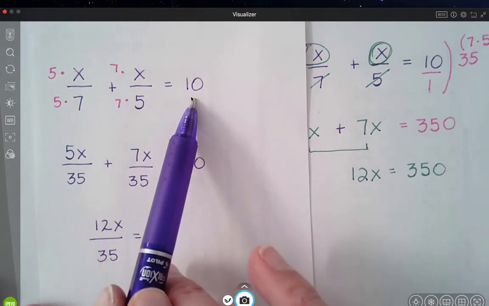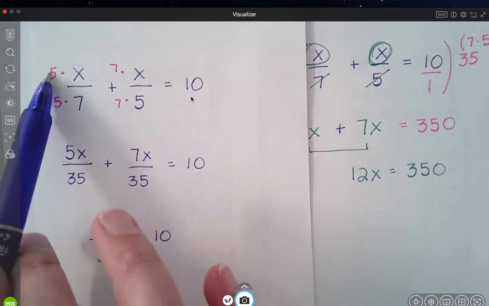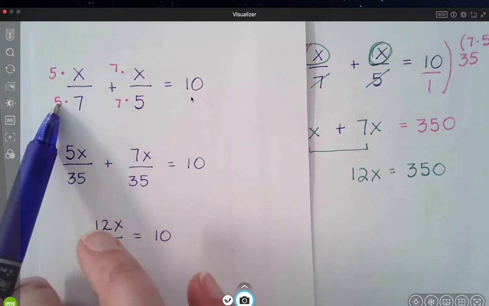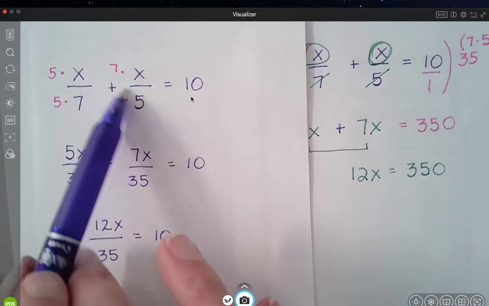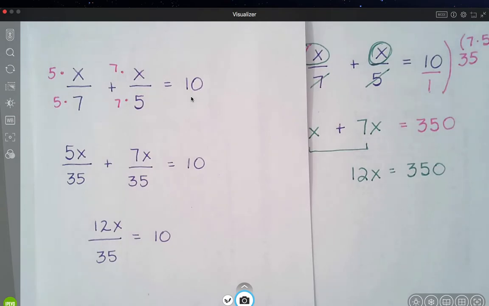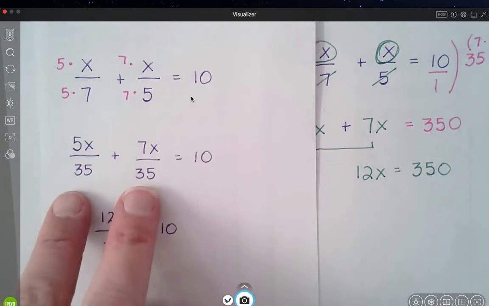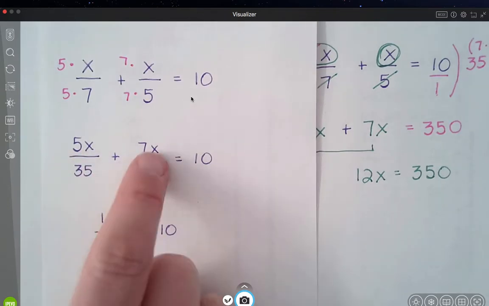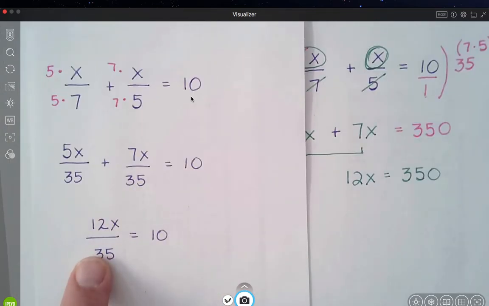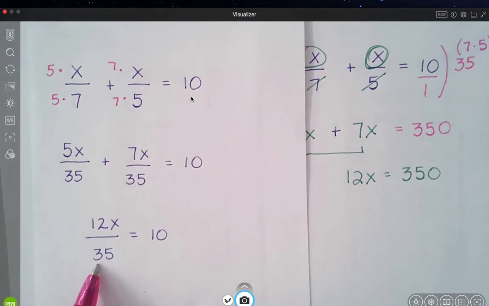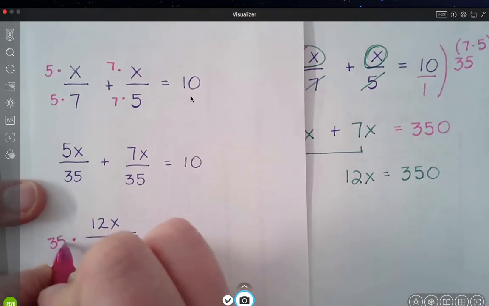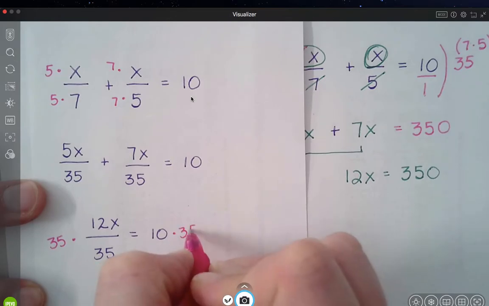Notice that this time I didn't do anything with the 10 here, because essentially these numbers written here in pink are me multiplying by 1. 5 over 5 is 1. 7 over 7 is 1. So that's why I'm allowed to do that. But when I do it that way, my next step, I'm still in fraction form. So I can add them together with my common denominator, but I end up with this 12x over 35 equals 10. And if you think about this step right here, the very next step you would take is to multiply by 35 on the other side.